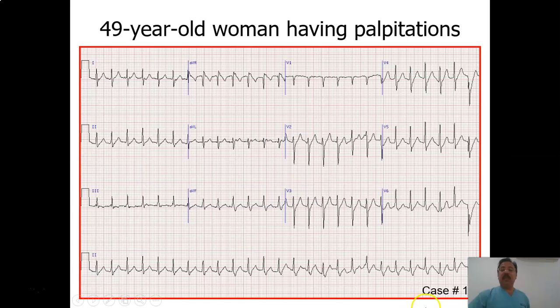Okay, look at this ECG. This is case number 10, a 49-year-old woman having palpitations. Okay, so look at this ECG. In AVR, there is probably slight ST segment elevation, but let's apply the step-by-step approach. The rate here is fast, approximately 140, 150 beats per minute. So it's tachycardia.